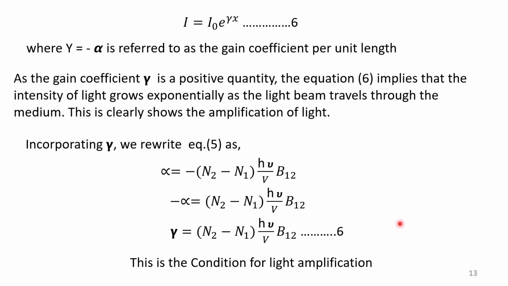Now that means here, by using an artificial or external agency, or any external method, we can make N2, the population of the higher energy level, greater than that of the lower energy level. Then the equation becomes gamma equal to (N2 minus N1) into h nu divided by v into B12, and this is the condition of light amplification.